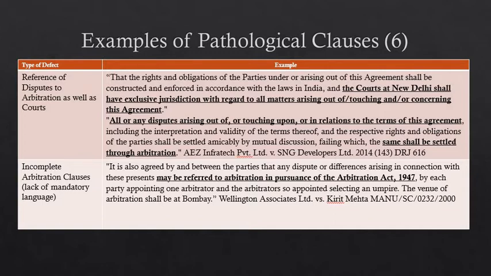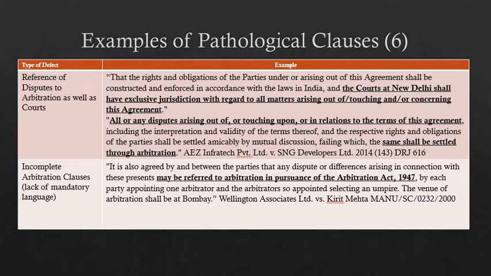So in the first set of clauses, the defect was that there was a reference to disputes and an unequivocal reference to courts also. But then courts generally construe this harmoniously, as if to suggest that in respect of disputes, the matter shall be referred to arbitration. But the concerned court, in respect of any issue, such as, for example, filing of an application for appointment of arbitrators under Section 11, or for interim measures before a court under Section 9, etc., the relevant court would be the court having exclusive jurisdiction. Right? This fact situation arose out of a Delhi High Court case of AEZ Infratech versus SNG Developers. That was in 2014. There are examples of many such cases in India as well as abroad.